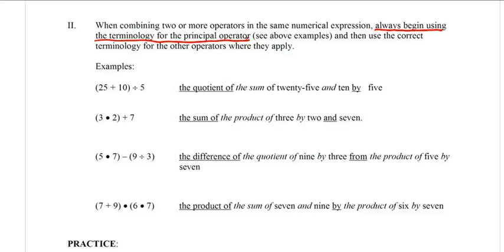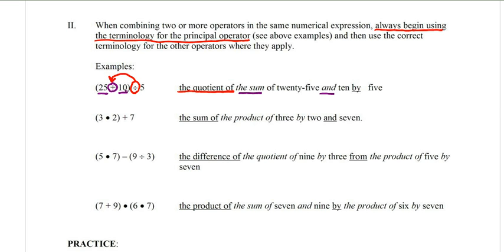Let's look at the first example. We see a division sign outside the grouping symbols. This translates as the quotient of. Quotients go to the left, and on the left is a sum. Sums also go to the left, and on the left we find the number 25. We connect it to the second number with our connecting word and. The second number is 10.